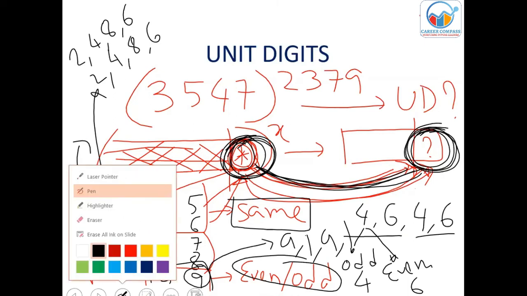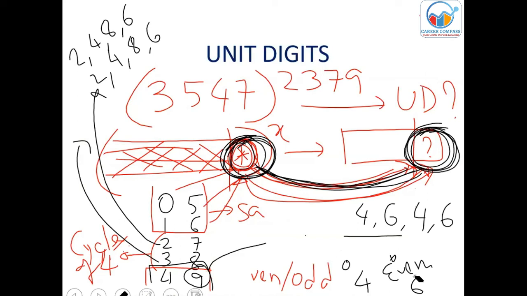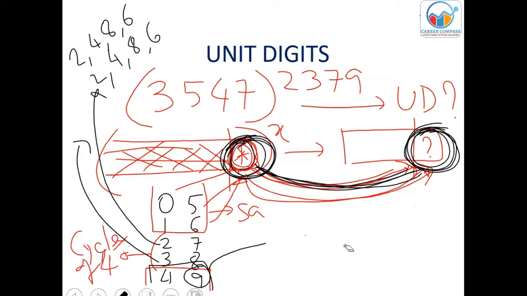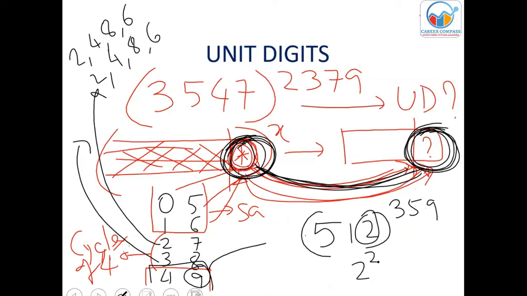So, let me give you an example. If somebody asks you what will be the unit digit of a number like 512 to the power 359, you will firstly say, hey, all that matters to me is the unit digit of the base. So I'm better off finding the unit digit of 2 to the power 359. And I'm going to check the power and divide this power by 4 because it will maintain a cyclicity of 4, and I will find the remainder.